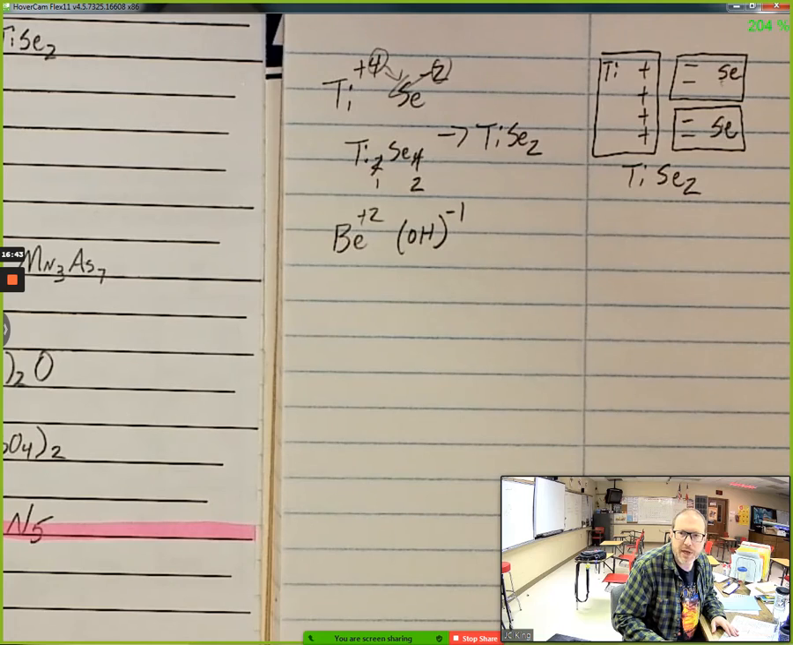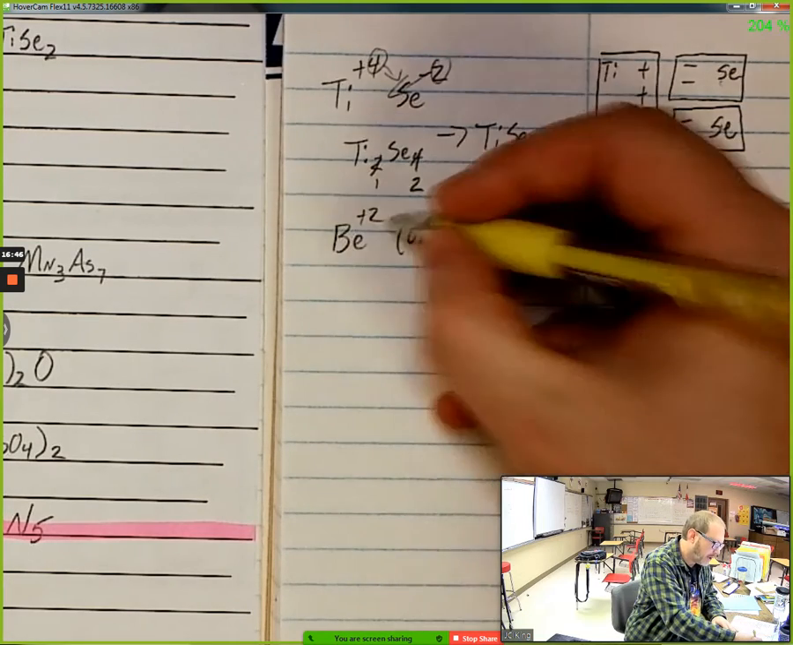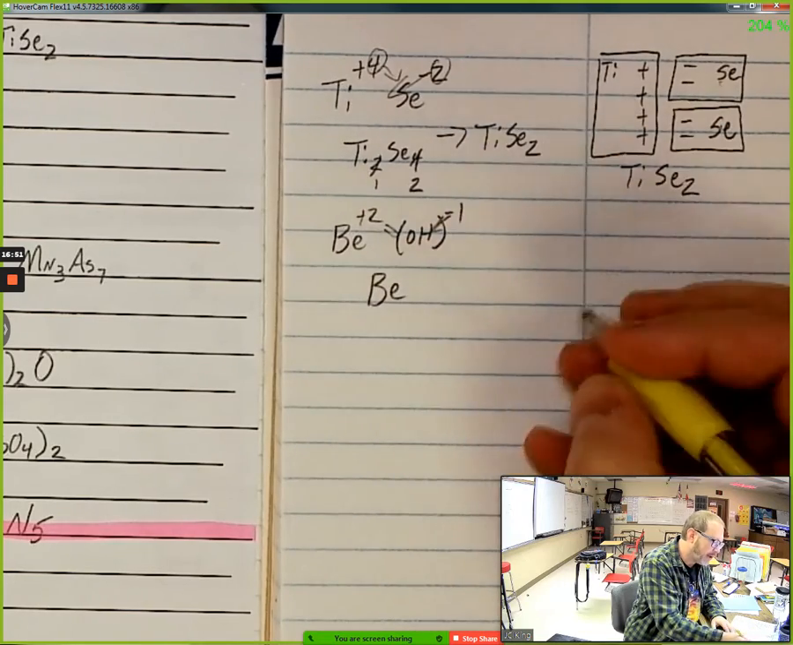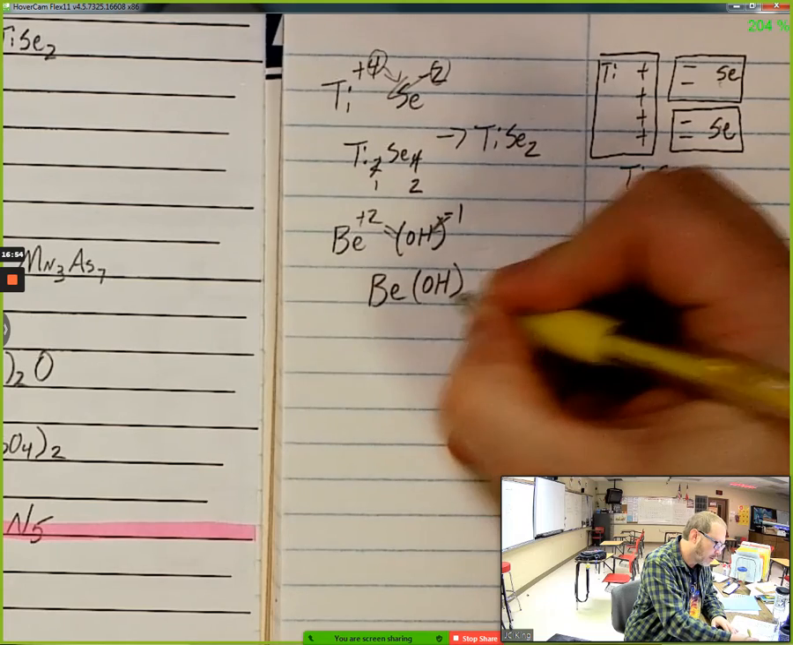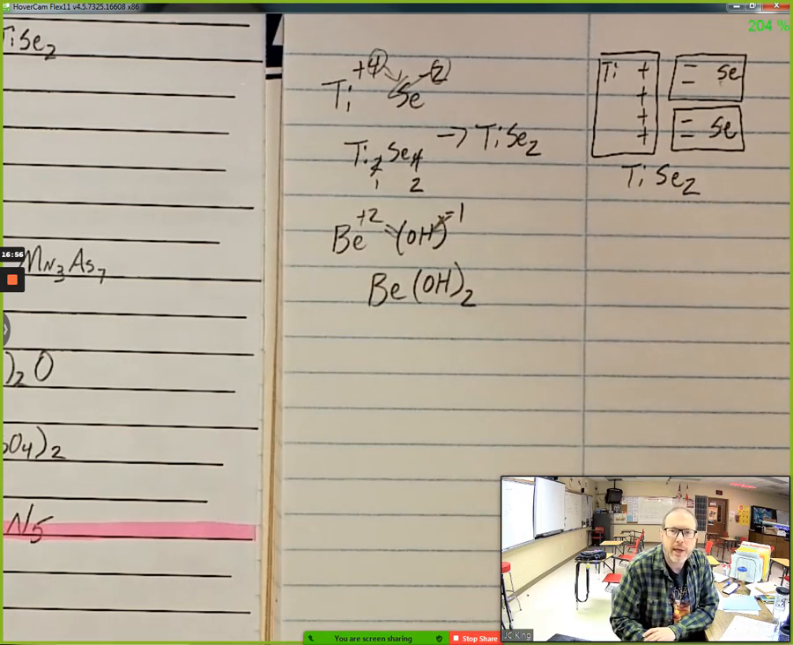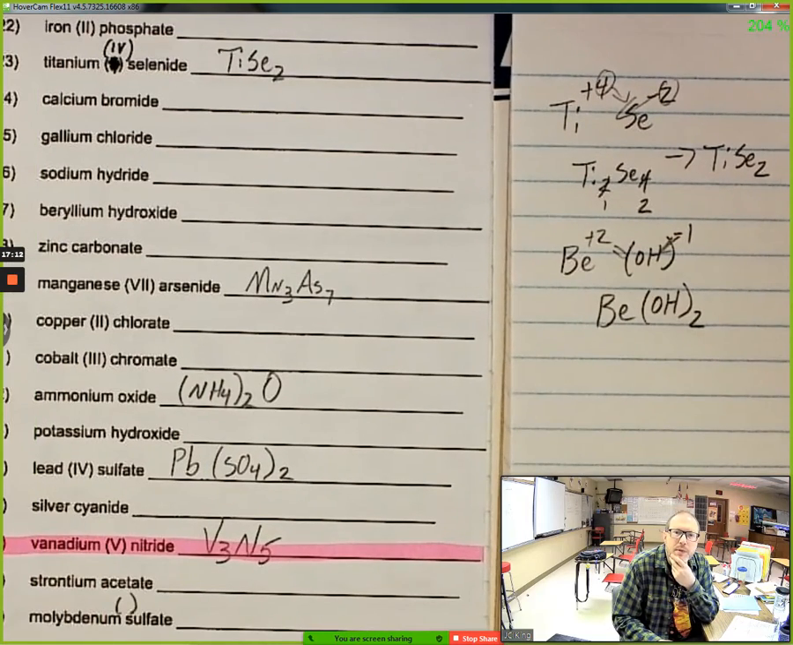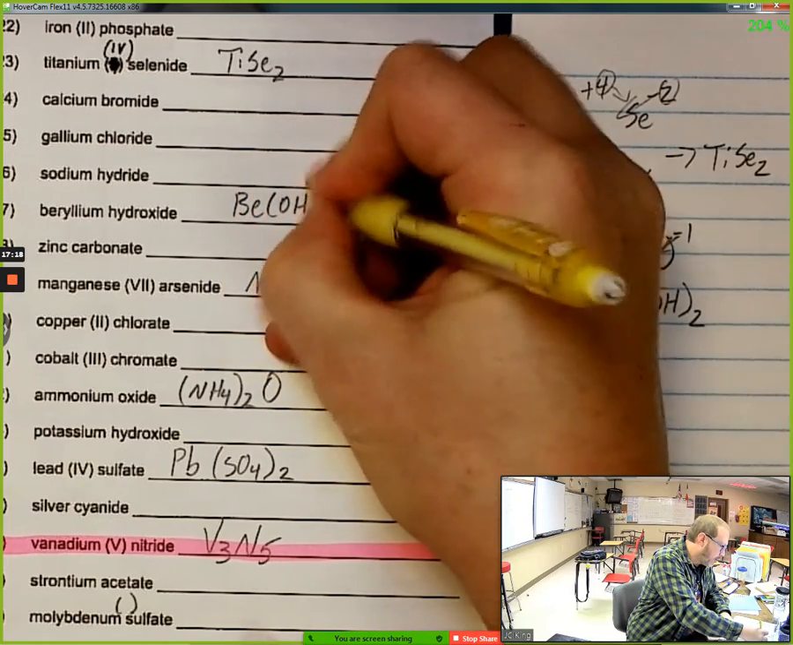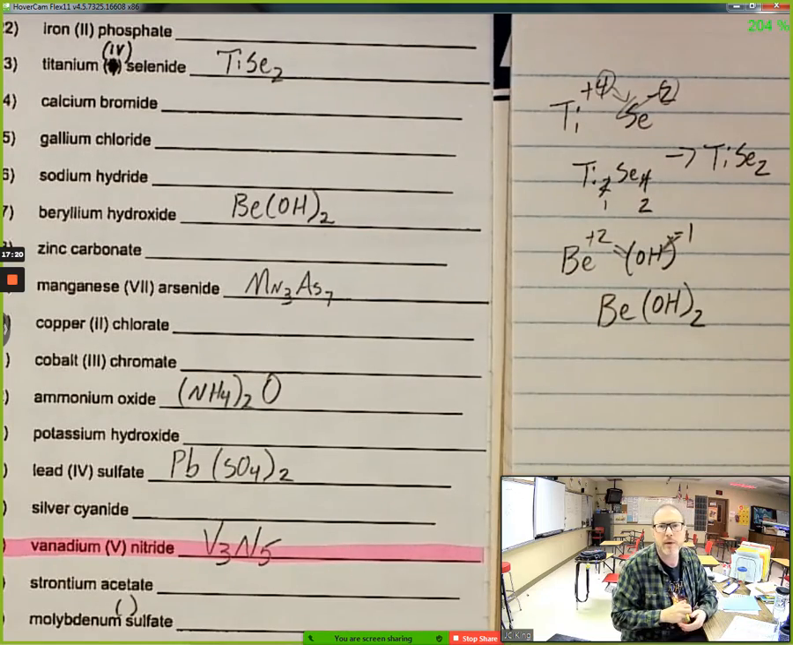So using the crossing over trick, I cross the 2 down there, I cross the 1 down there, which means I'm going to have Be1, OH2. I have to put the parentheses on the OH because they're a polyatomic ion. They're a group. I never did put up that Muppet video. I'll have to put that up in the stream later, talking about polyatomic ions. So beryllium hydroxide, Be, OH in parentheses, 2.